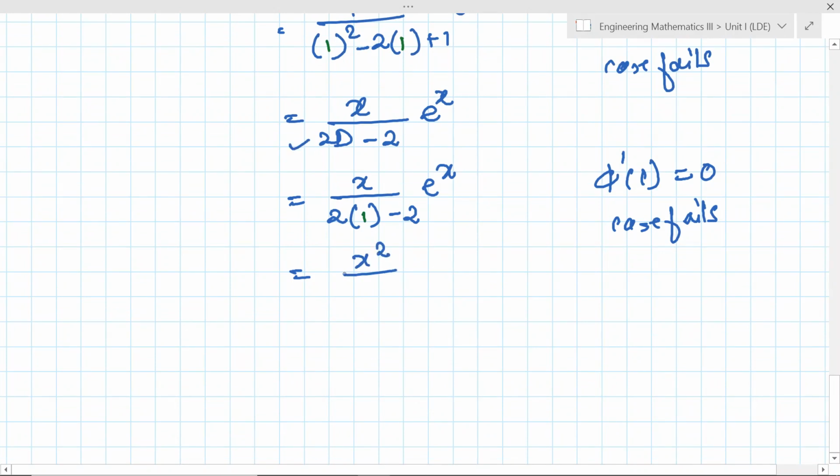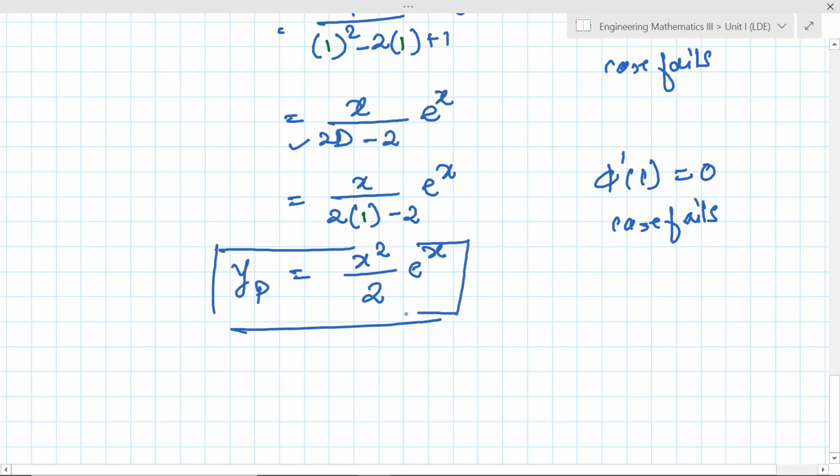What is the derivative of this, phi dash of d? This is only 2, second derivative into e raised to x. And now see, there is no d to replace by a, and that's it. Therefore, this is my final answer. Okay, so this is the yp for this.